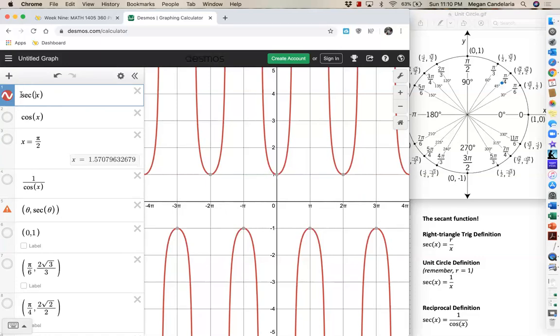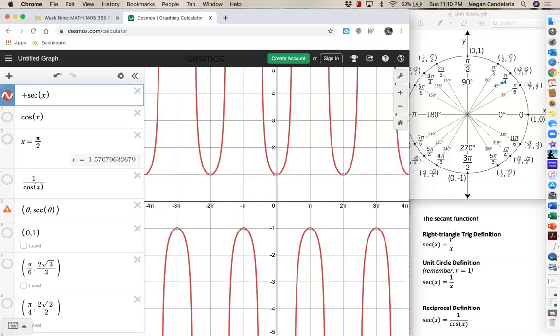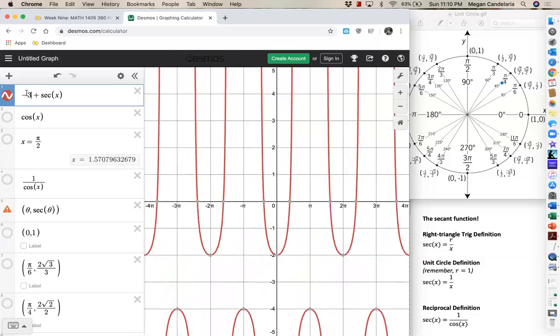Okay, what else can we do with this function? Well, we can move it up and down. So if I want to move it up 2, I'm going to do 2 plus. Notice that that moved my function 2 units up. If I want to go down 3, I'm going to add negative 3. Again, notice that that moves my function down 3 units.